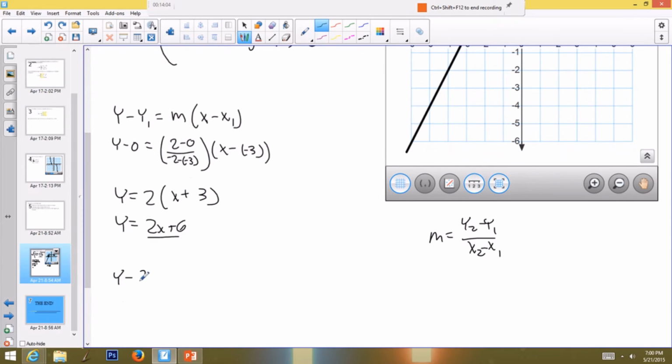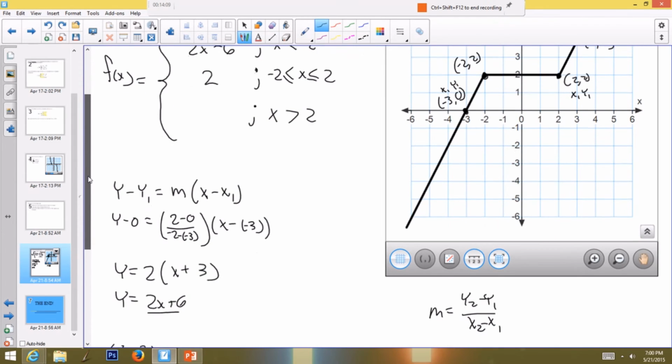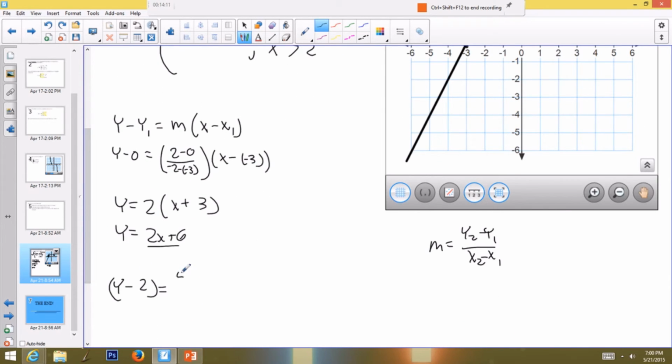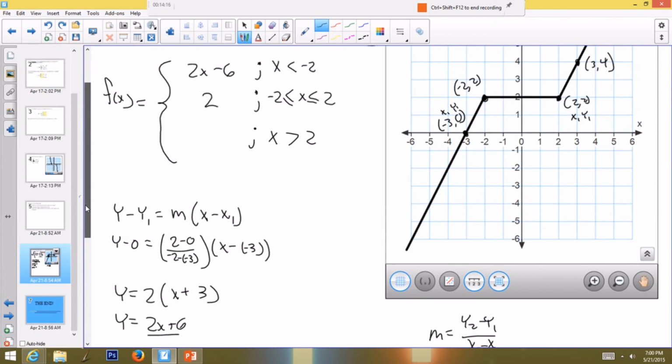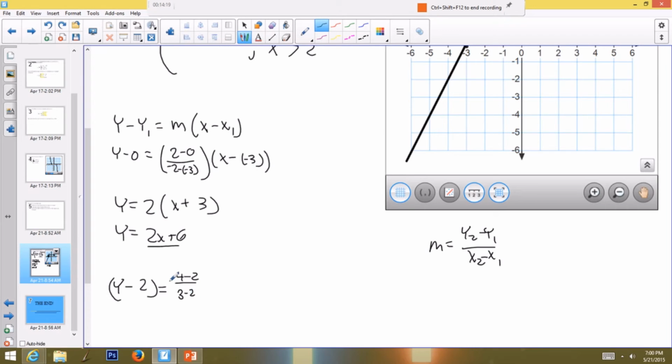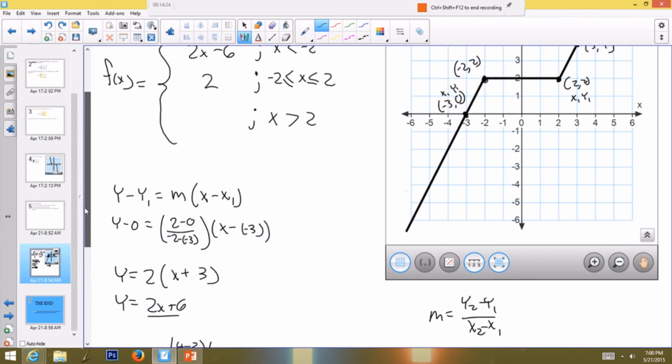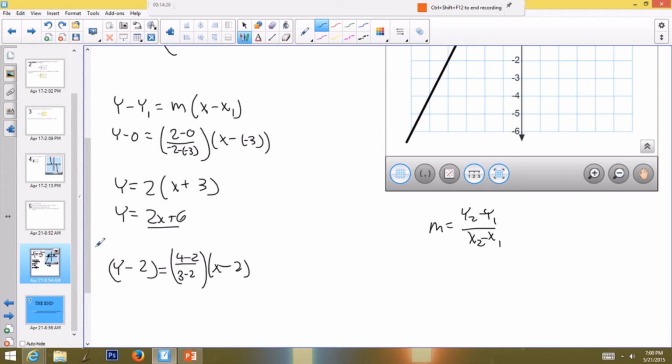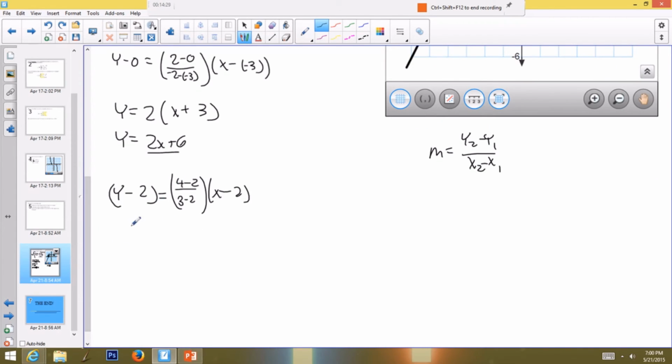So we're going to go y minus 2 is equal to, well, I got to calculate that slope. So let's see, 4 minus 2, there's the difference in the y's. And then 3 minus 2. And then we're going to go x minus x1, which was also 2. And so let's see here. I end up with y minus 2 is equal to, well, 4 minus 2 is 2, 3 minus 2 is 1. So I get a slope of 2.